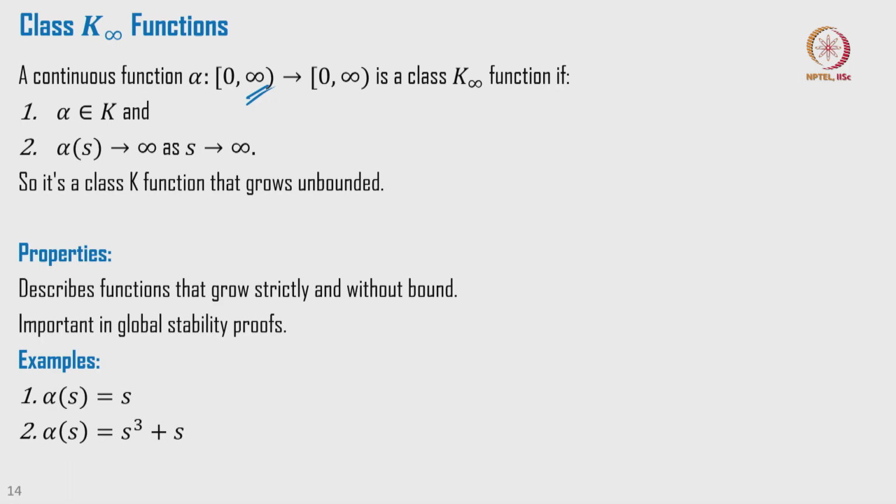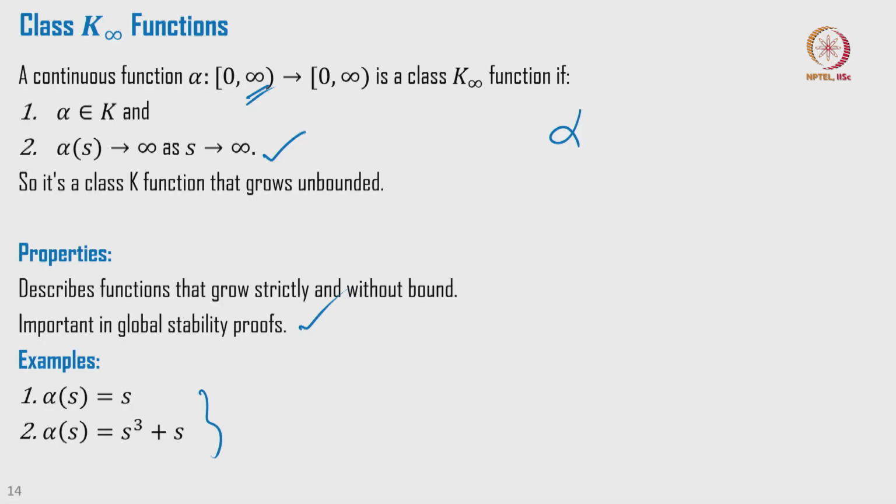That means an alpha, if it is a class K function, if it is a class K infinity function, then primarily it should be a class K as well, and alpha s tends to infinity as s tends to infinity. So it's a class K function that grows unbounded. The properties are that it describes a function that grows strictly and without bound, important in global stability proofs. These are some examples.